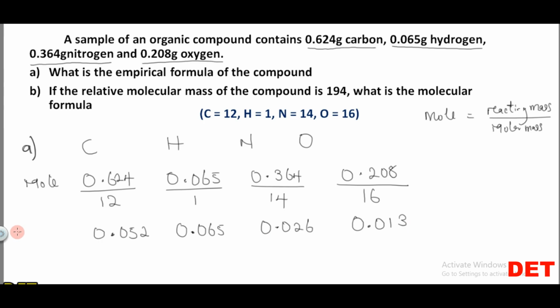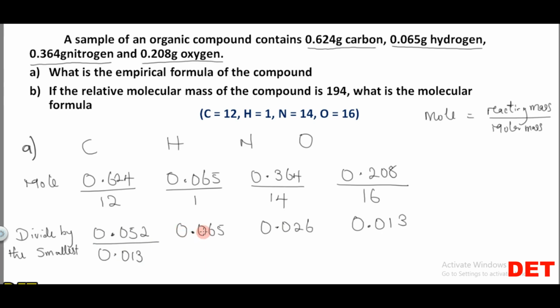Then the next thing that you're going to do is to divide by the smallest mole. So out of all these numbers, which is the smallest? The smallest is 0.013. This is the smallest out of all of them. All right. So I'm going to divide by the smallest. So this will be 0.052 divided by the smallest, which is 0.013.